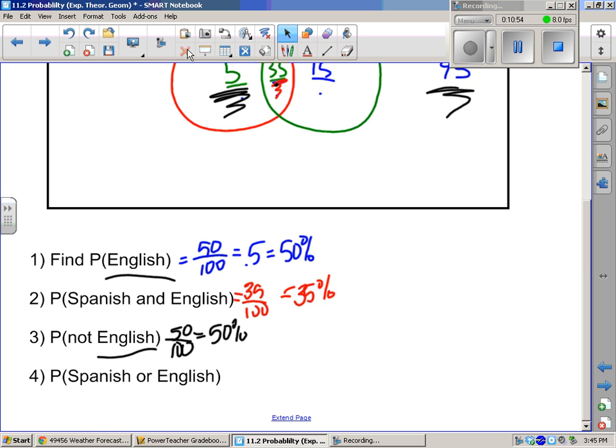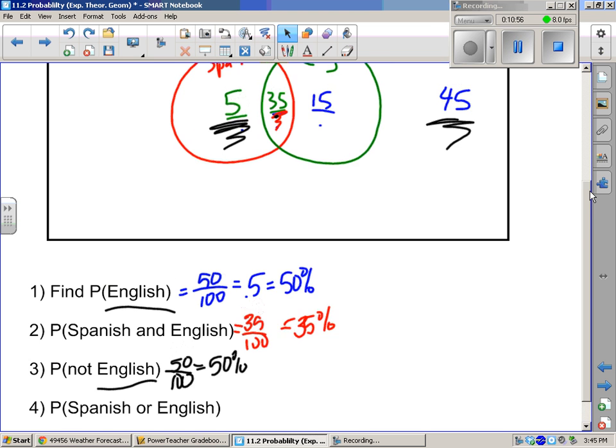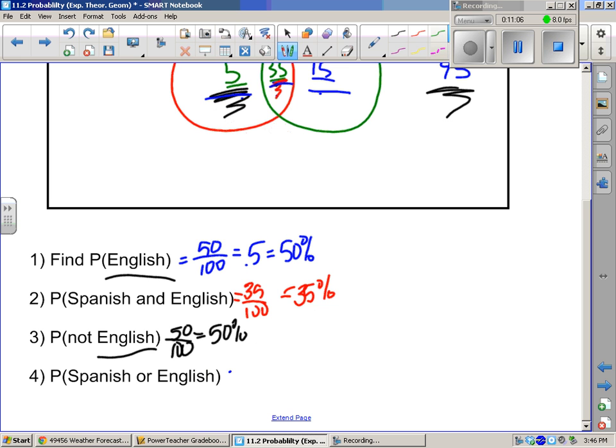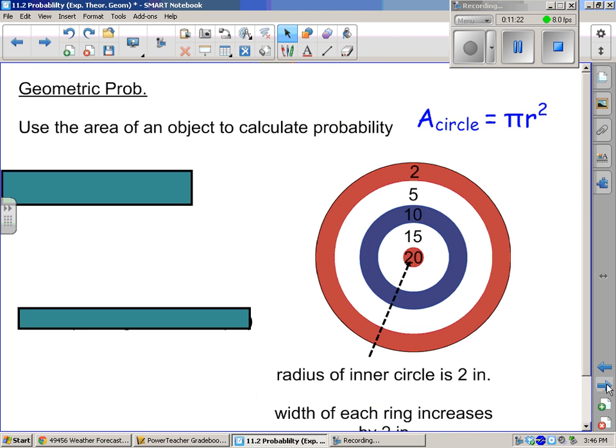Not today. Another day. Now the next one is Spanish or English. So that means we're considering this, or these guys, or these guys. Okay, so what's that? 55. Is there another way we could come up with that? Well, the 45 out there by itself who are not taking either, we could subtract from 100 and get our 55. That's handy. Yeah, so some of it's just common sense logic, and some of it you can use formulas.